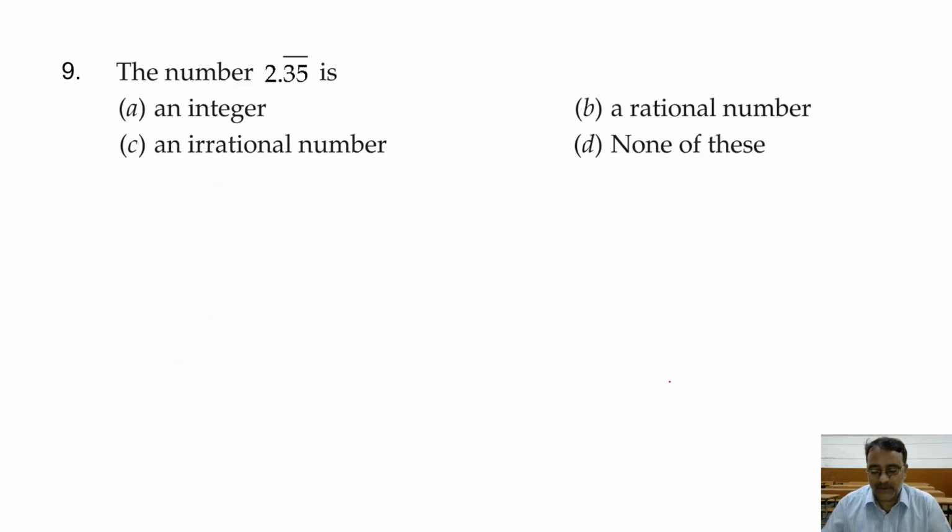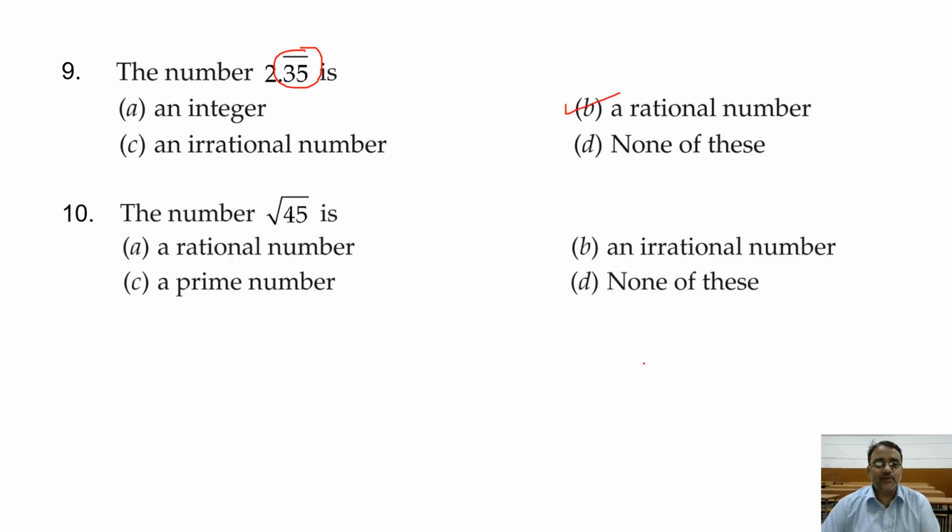The number 2.35 bar. 35 bar means it is repeating in block of two numbers. So which is the correct option? Rational number. Option B. Right. Now we are moving toward question number 10.